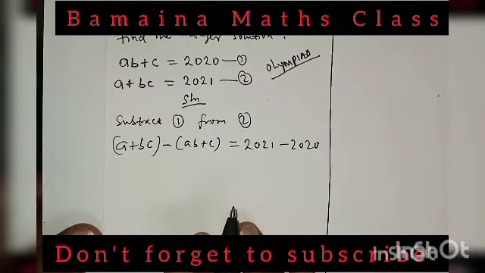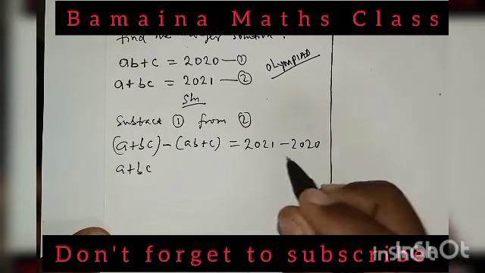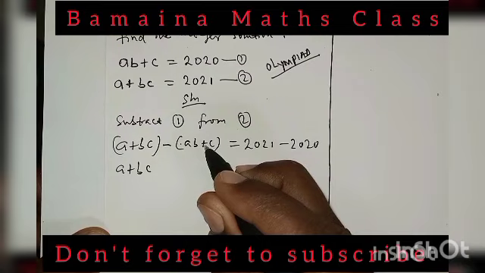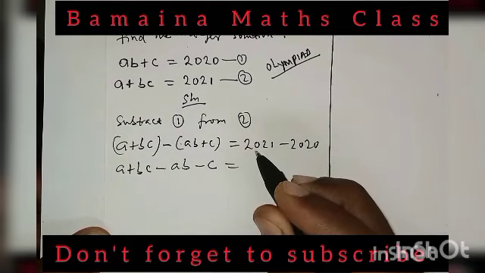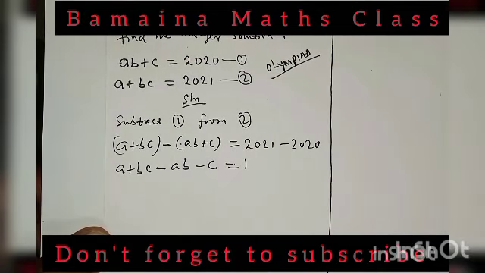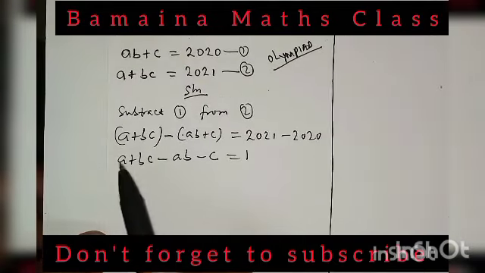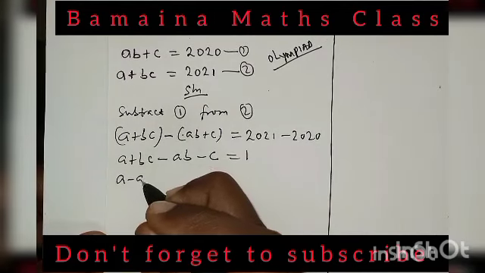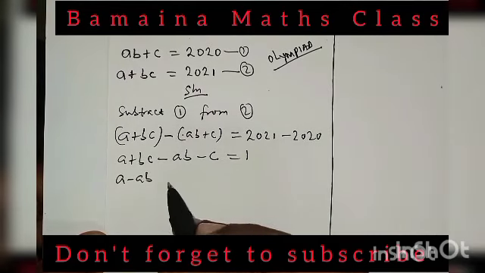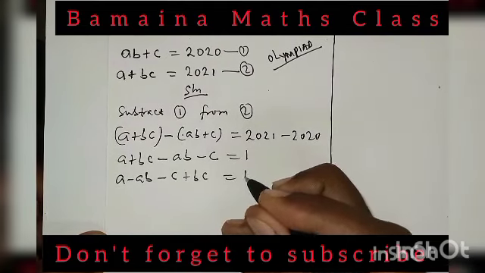Now from there, we have A plus BC. This negative, we pass it inside. So here will become negative, also here will become negative. So that is minus AB minus C, then equals 2021 minus 2020, we have 1. Now if you like, you rearrange. Because here you have A, here you have AB, so those in terms of A, merge them together. So we have A minus AB, and then we have minus C and plus BC, then equals 1.